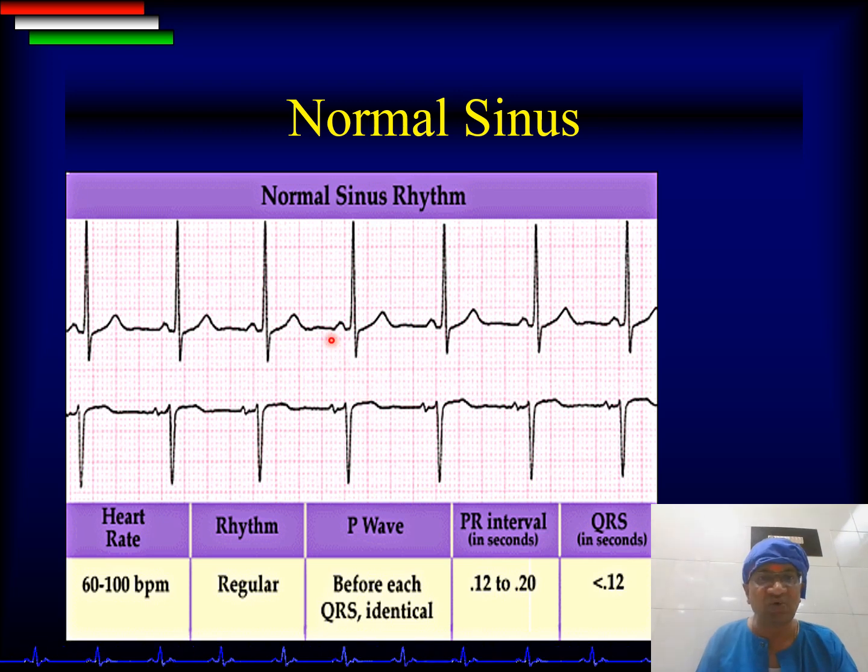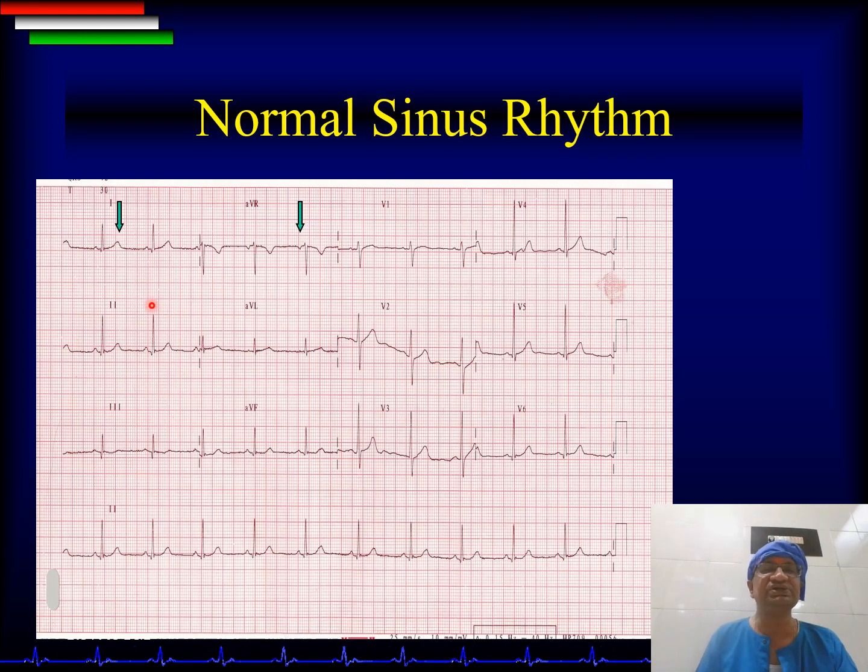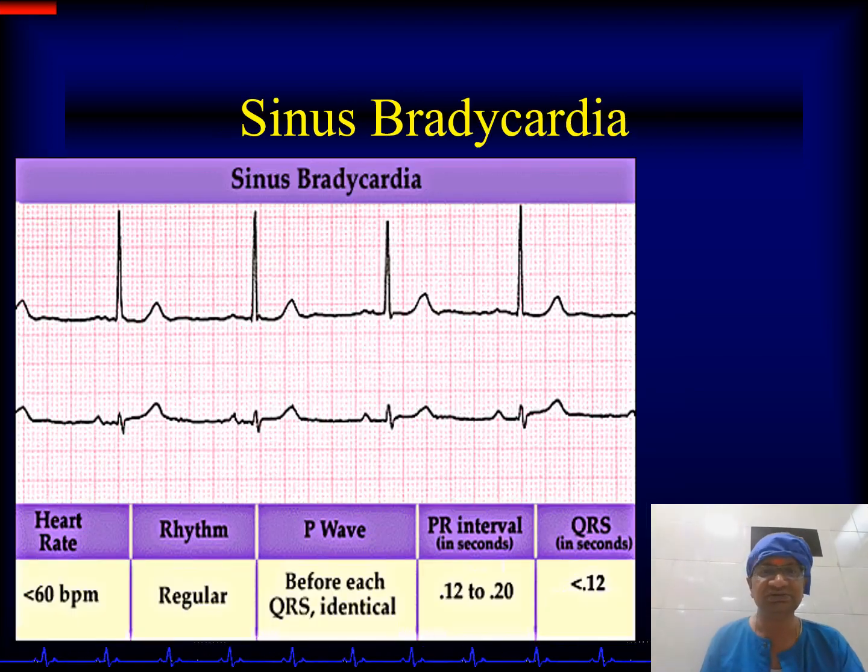How much is 120 milliseconds? So 20 milliseconds is 0.04 second. So it is around this. If it is more than that, then it is a prolonged PR interval. So this is normal sinus rhythm. See here, lead one positive, AVR negative. Then only you should start seeing things.